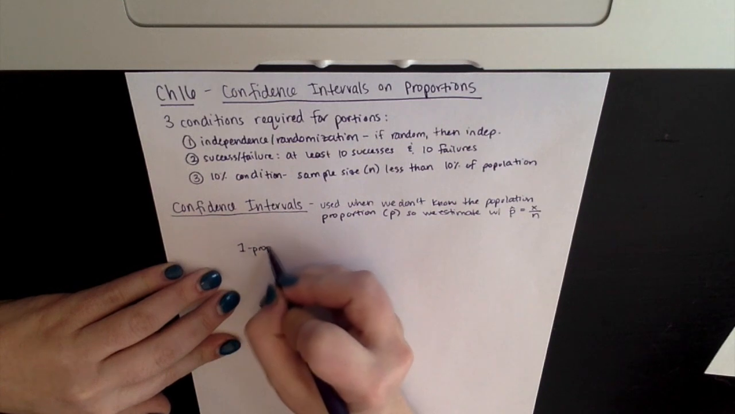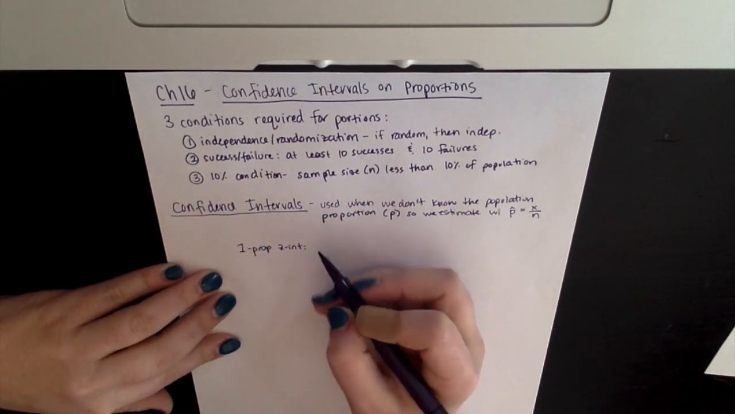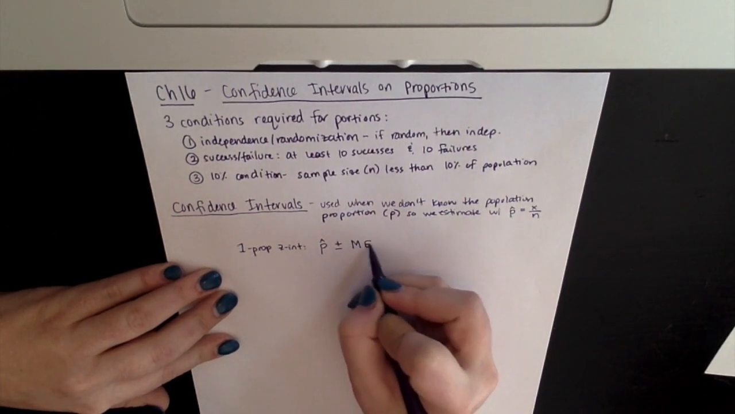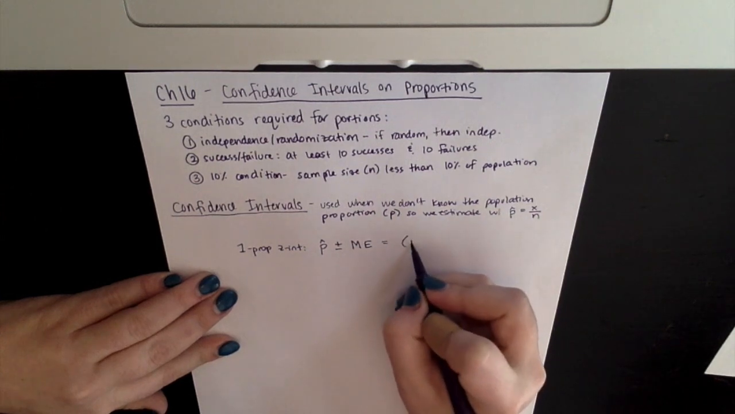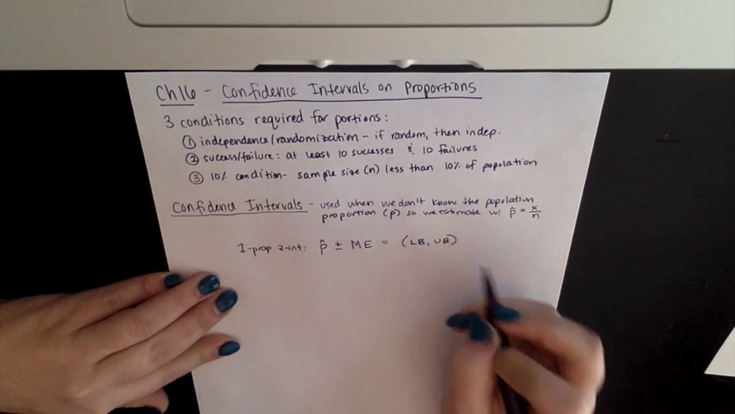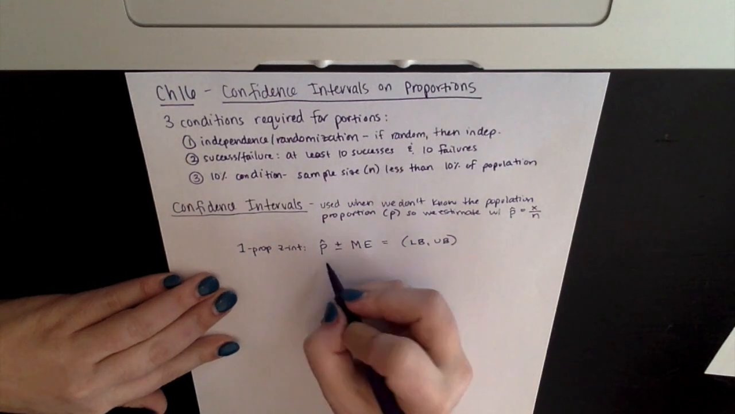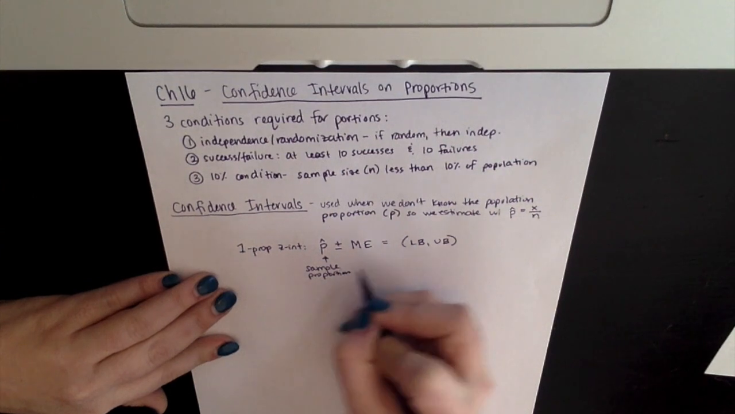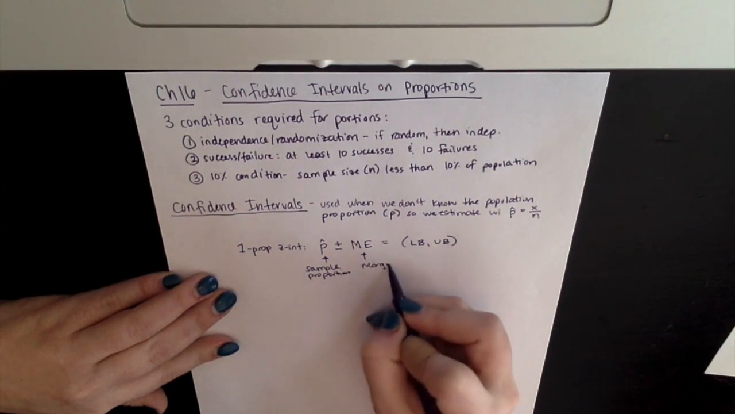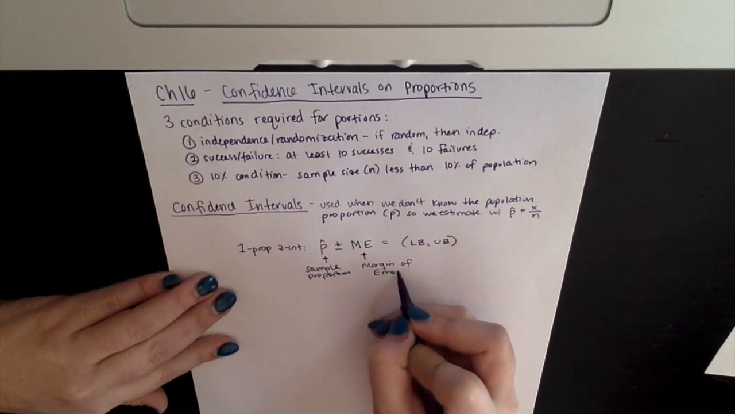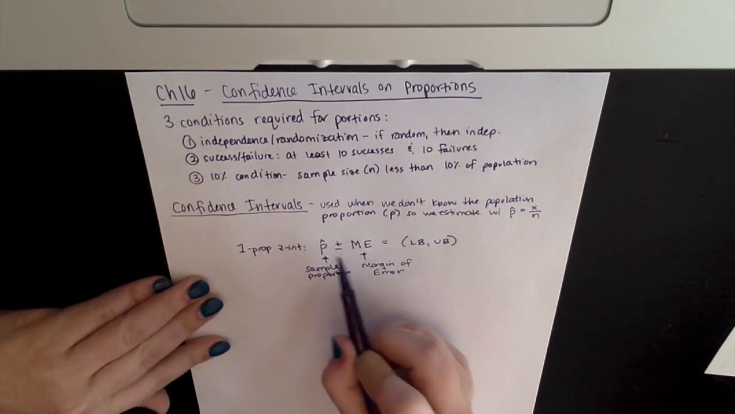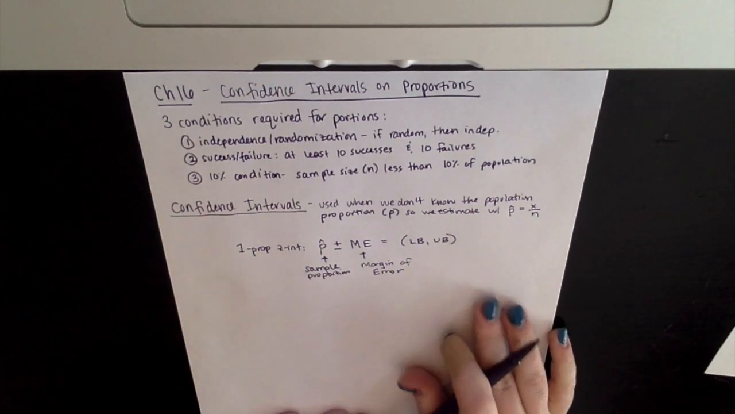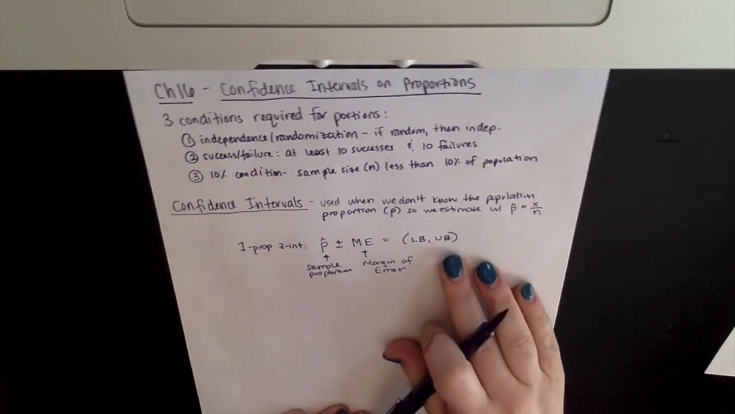And then we did our one prop z interval, which looks like this. P hat, or our estimate, is in the middle, and we add and subtract what's referred to as the margin of error, and we end up with an actual interval, a lower bound and an upper bound. So it's the sample proportion plus the margin of error, and then I take the sample proportion and subtract the margin of error and I get the lower bound. I add and subtract the same number and go on either side of it for a lower and upper bound.